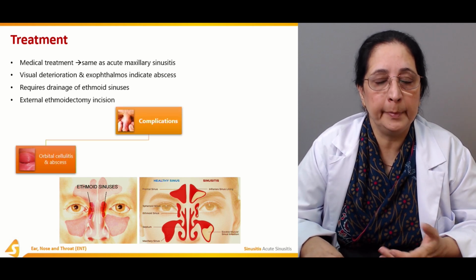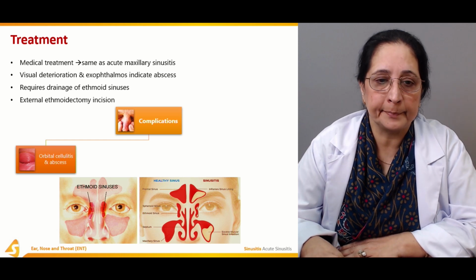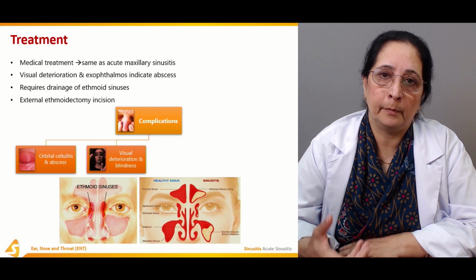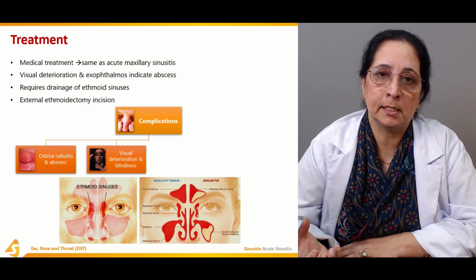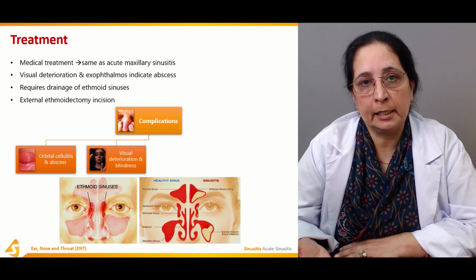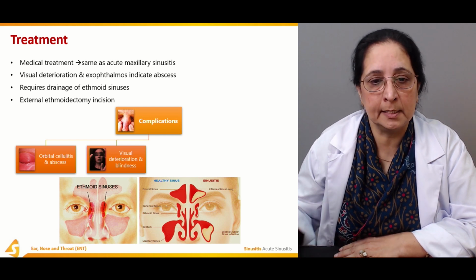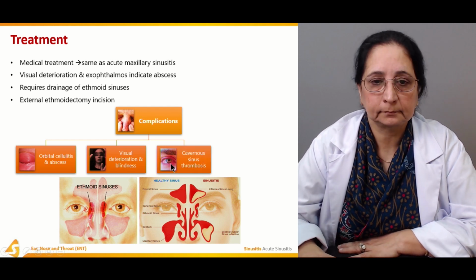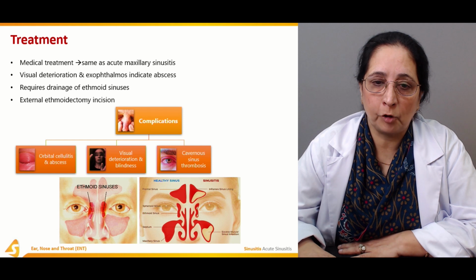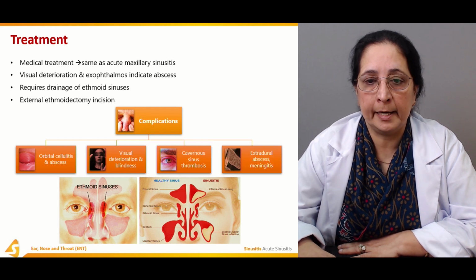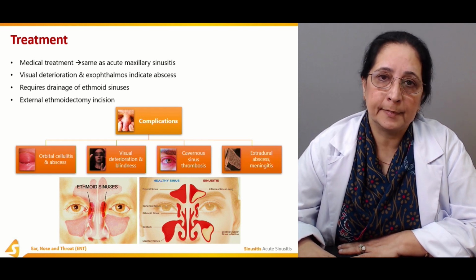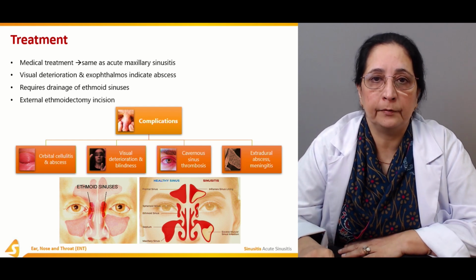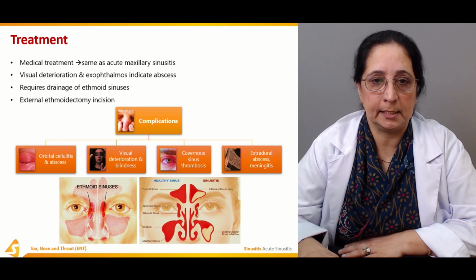Complications include orbital cellulitis and abscess, and visual disturbance if there is orbital cellulitis and orbital abscess. It can naturally cause visual disturbances, and in severe cases even blindness. Cavernous sinus thrombosis can also occur, as well as extradural abscess and meningitis. All these are complications of ethmoid sinusitis.